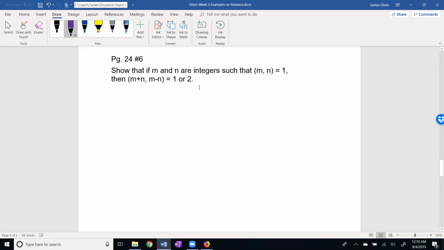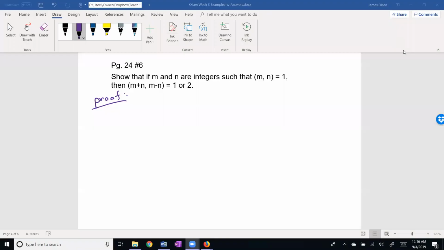I would like to go straight now to the proof. We're going to let the GCD of m plus n and m minus n equal d.